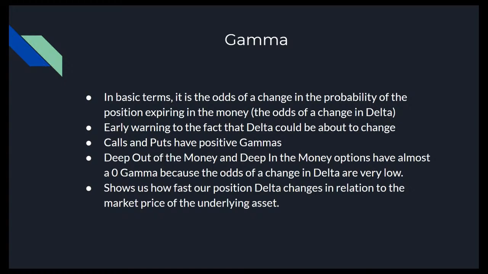Calls and puts both have positive gammas. Deep out of the money and deep in the money options have almost a 0 gamma because the odds of a change in delta are very low. Basically it shows us how fast our position delta changes in relation to the market price of the underlying asset. I honestly don't really use gamma. As long as my theta is low and my delta is high, that's honestly what I care about.